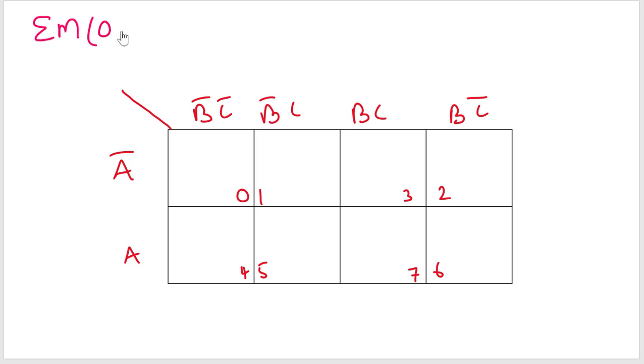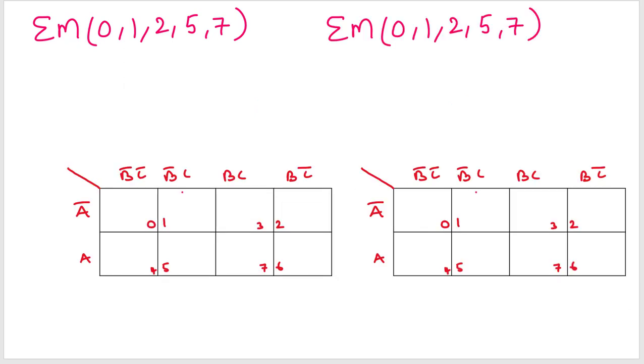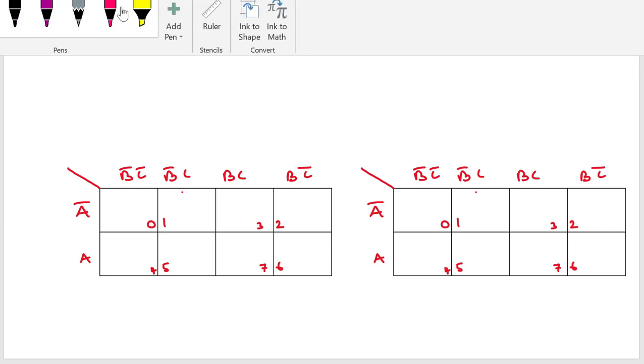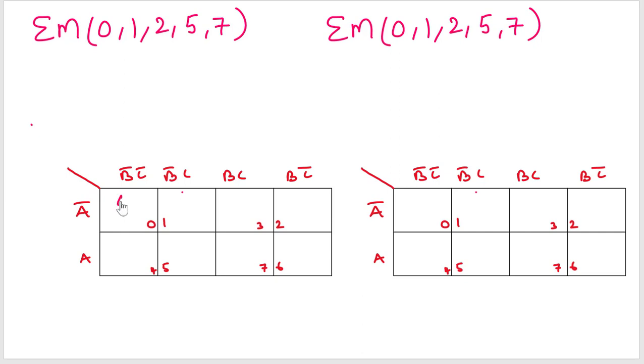Sigma m 0 1 2 5 7. Now let us take this simple example, sigma m 0 1 2 5 7. We'll try to see the possible solutions for this Boolean expression. We'll first fill the minterms. 0 is 1, 1 is 1, 2 is 1, 5 is 1, 7 is 1, and the rest are all zeros. Now we are going to form the pairs, quads and octets, and we'll see.